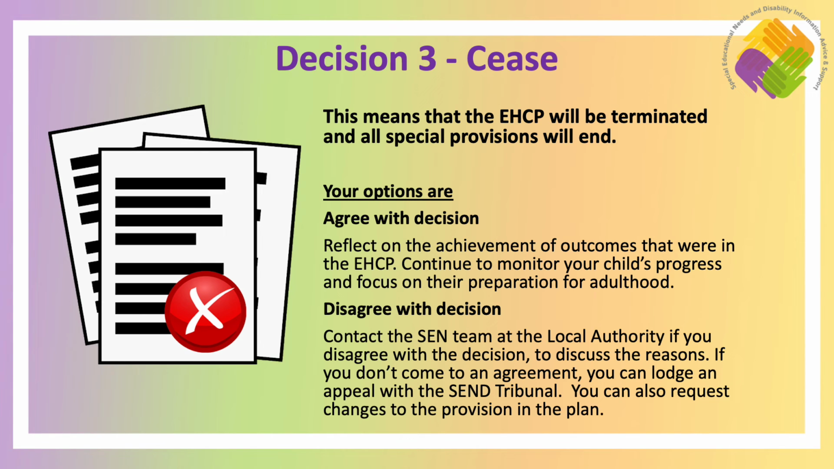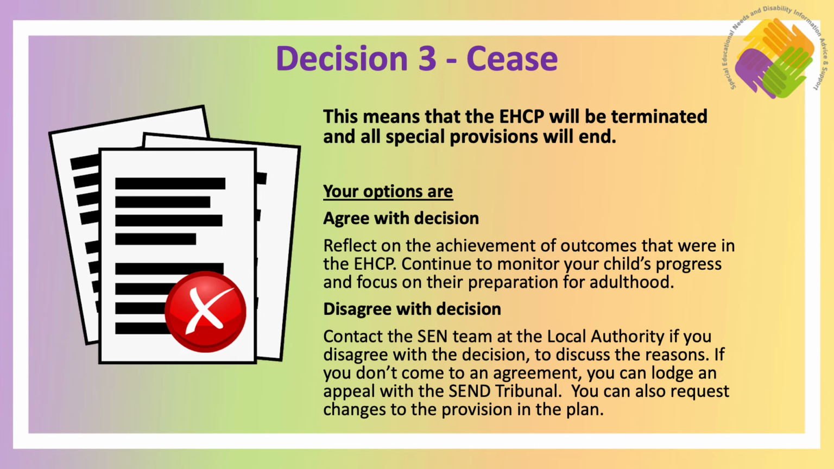If the decision is to cease the plan, it means that the Education, Health and Care Plan will be terminated and all special provisions will end. You have 2 options. You can agree with the decision, which means you must reflect on the achievement of outcomes that were in the EHCP and continue to monitor your child's progress and focus on their preparation for adulthood.